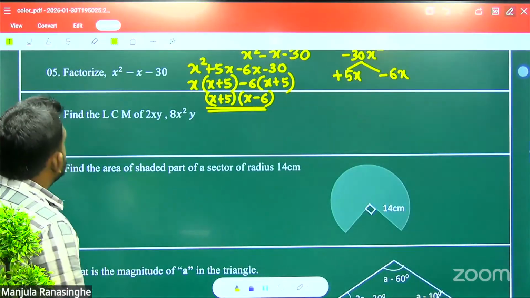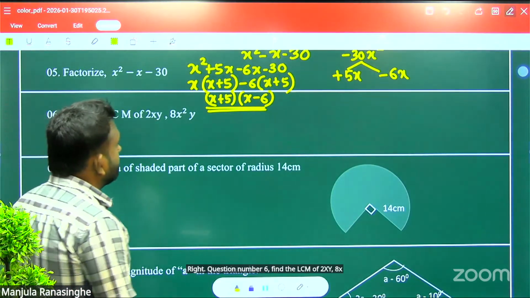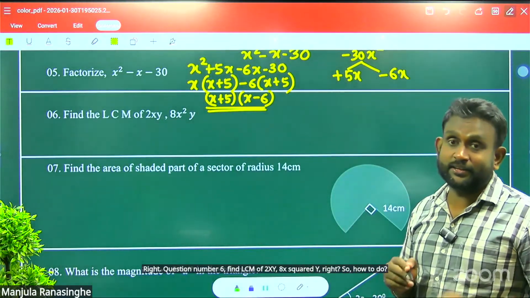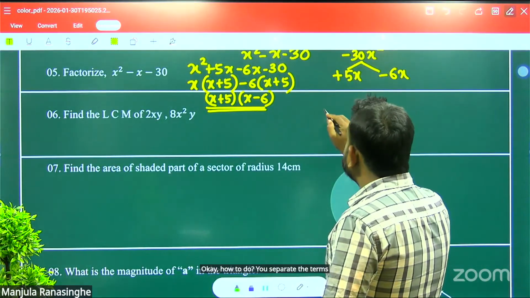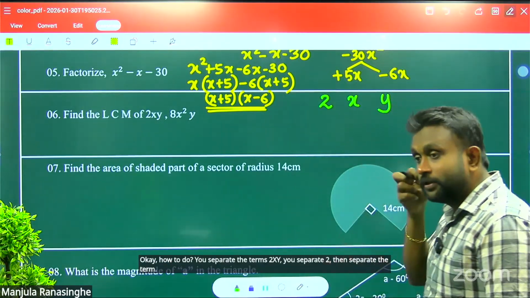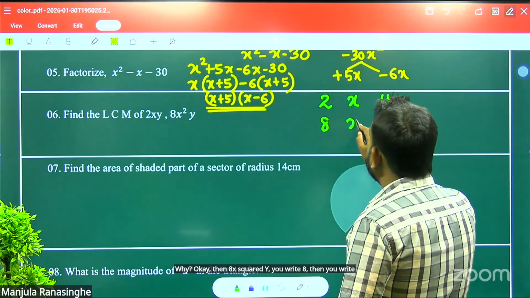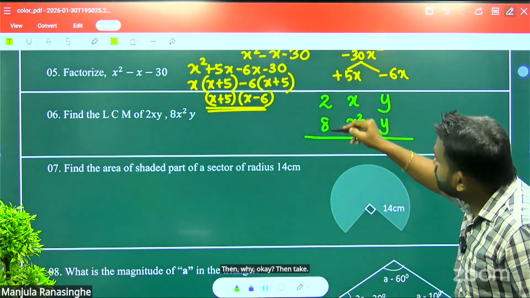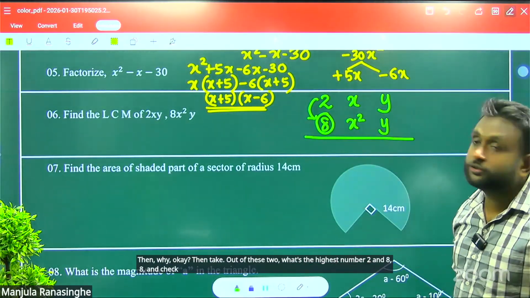Question number 6. Find the LCM of 2xy and 8x squared y. How to do it? Follow that method. Separate the terms: 2xy into 2, x and y. Then 8x squared y into 8, x squared, and y. Then of the numbers 2 and 8, take the highest, 8, and check whether 2 can convert to 8.